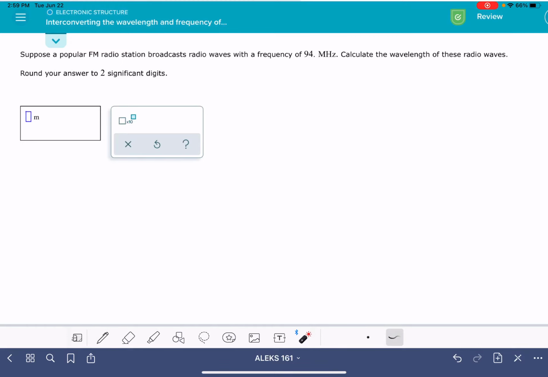In this video, I'll show you how to solve the ALEKS problem called Interconverting the Wavelength and Frequency of Electromagnetic Radiation. So in this problem, the equation that we're going to be using is c equals lambda nu. In this equation, c is the speed of light, and the speed of light is 3 times 10 to the 8th meters per second. Lambda is the wavelength.